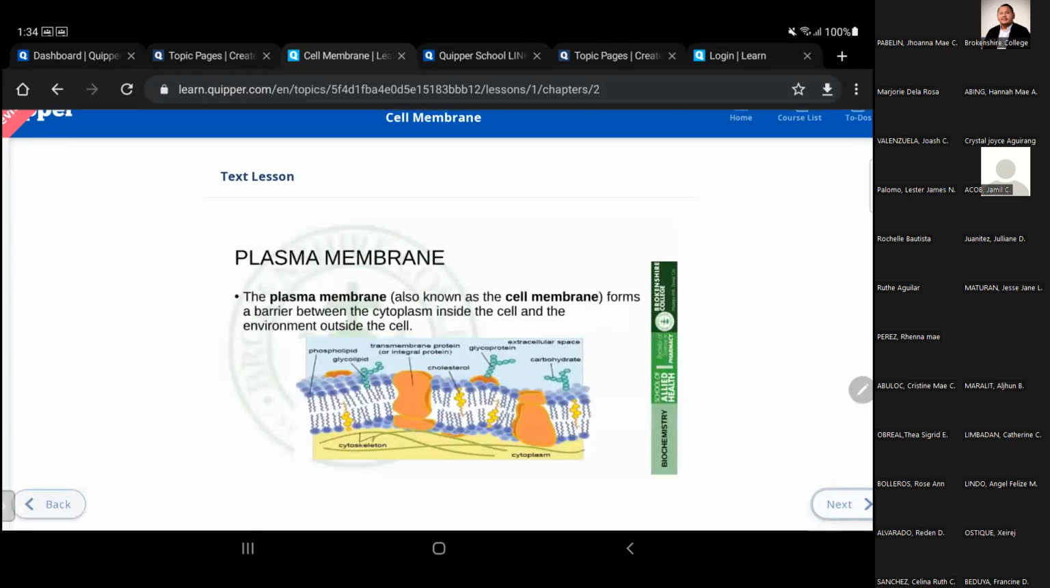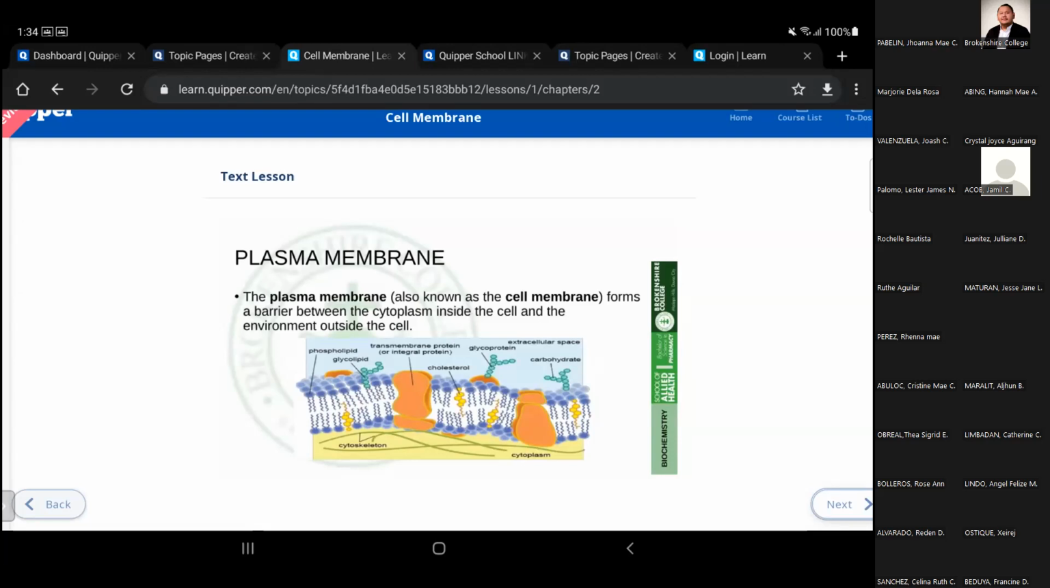Okay, so when we talk about the plasma membrane, it is also known as the cell membrane, which forms the barrier between the cytoplasm inside of the cell and the environment outside of the cell. So the cytoplasm is bound with a membrane that covers it and separates it from the outside environment.